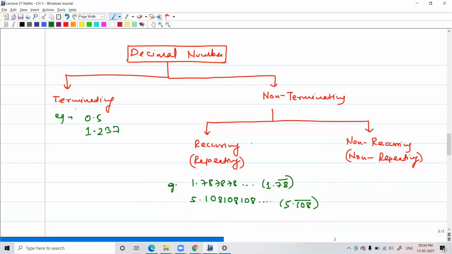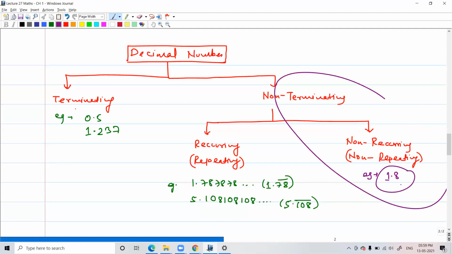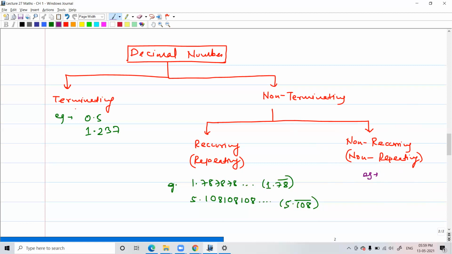non-terminating and non-recurring numbers. Just 1.8? Will 1.8 be non-terminating, non-recurring? No, sir, it becomes terminating. It terminates after 8. So this is not an example of non-terminating, non-recurring. This number should be non-terminating. It should not end, because 1.8 is an example of a terminating decimal, right? Is it clear? 1.8 can be an example of a terminating decimal, not for a non-recurring. Non-recurring means it should be non-terminating also.